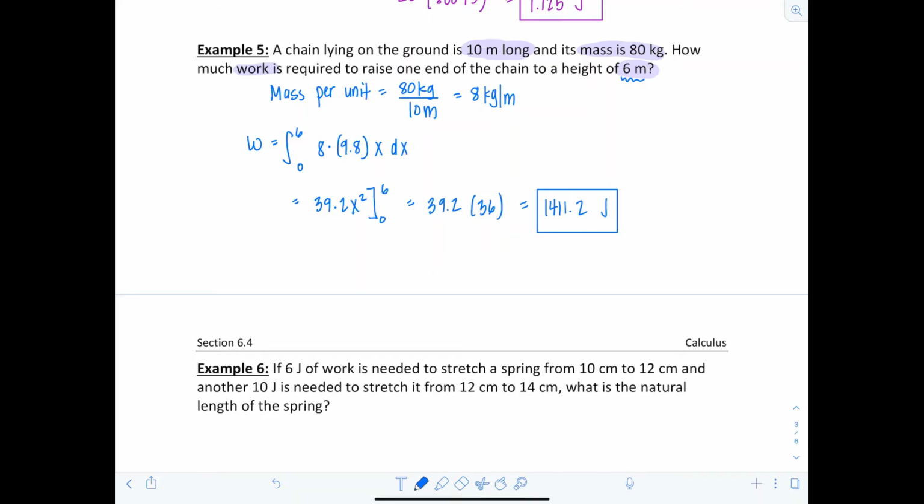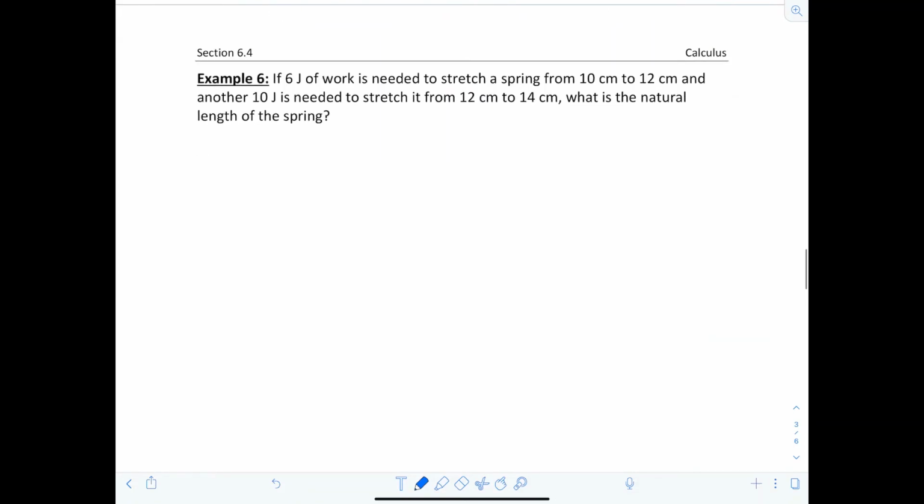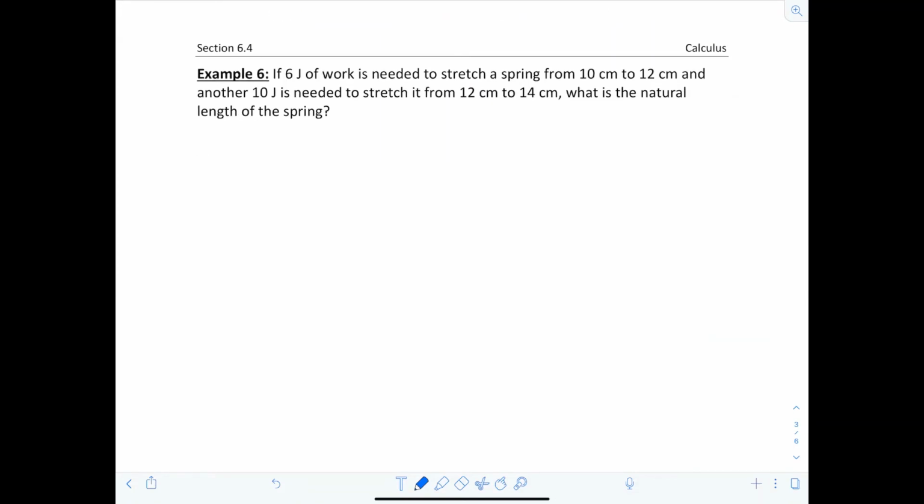Good. Now let's look at another spring application, a little more complicated. So if 6 joules of work is needed to stretch a spring from 10 centimeters to 12 centimeters, and then another 10 joules is needed to stretch it from 12 centimeters to 14 centimeters, what is the natural length of the spring? Okay, so to begin, we're going to let a equal the natural length of the spring.